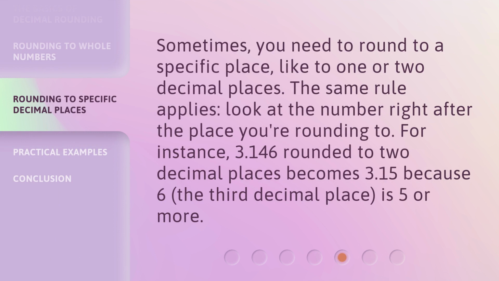Sometimes, you need to round to a specific place, like to 1 or 2 decimal places. The same rule applies. Look at the number right after the place you're rounding to. For instance, 3.146 rounded to 2 decimal places becomes 3.15 because 6, the third decimal place, is 5 or more.